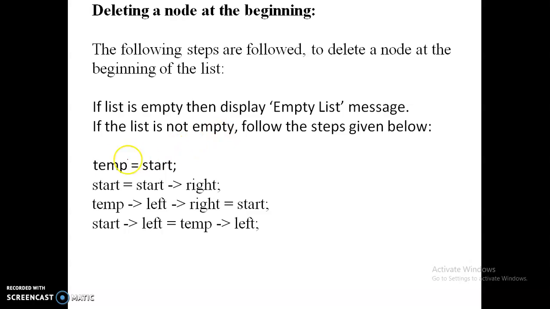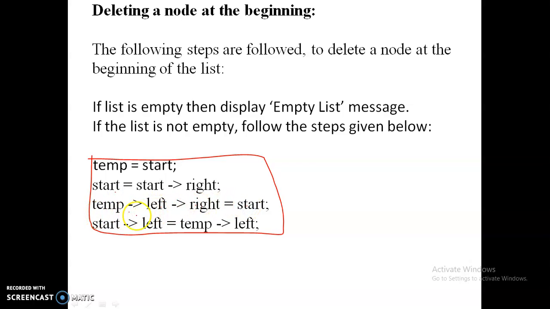Next, deleting a node at the beginning. To delete a node at the beginning, these are the 4 steps we need to do. I will take temp equal to start. Initially we take temp with the start node value. Start equals start of right, so we move to the next node and make it the start node. Then temp of left of right is the start.